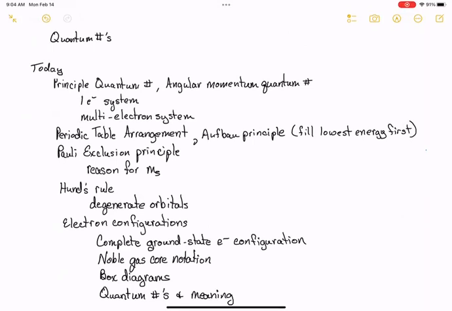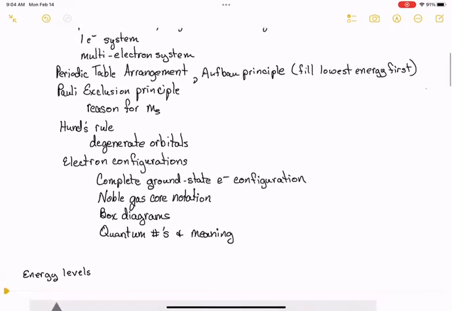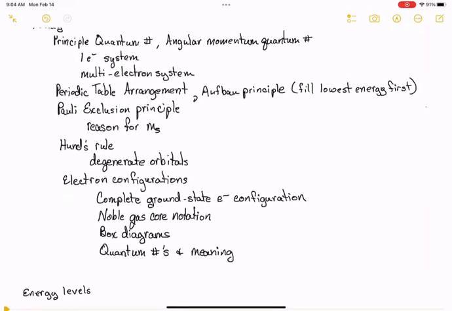When we start talking about the electron configurations, we'll look at the complete ground state electron configuration. Later on, I'll describe the difference between a ground state and an excited state. We'll talk about the noble gas core notation for an electron configuration. We'll talk about box diagrams, and we're going to talk about the quantum numbers and basically what it all means. So the very first thing is going to be talking about the energy levels.